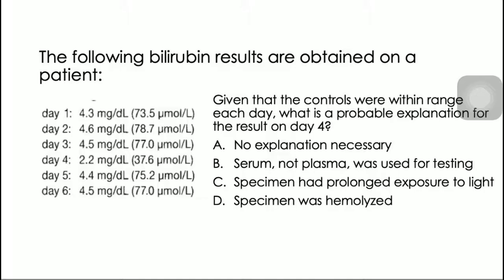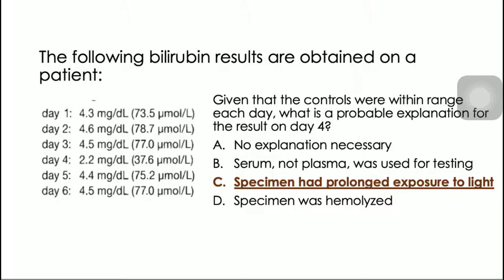Pero pagdating sa day 4, bakit biglang bumaba, no? Kasi pansinin natin the level is 4, 4, 4.5, 4.6, 4.3, 4.4, 4.5, and then for day 4, biglang naging 2.2 milligrams per deciliter. Ano kaya yung possible na reason considering that the test here is for bilirubin? And remember, bilirubin is very sensitive nga po to light. Tama? So we have letter C. Specimen had prolonged exposure to light.